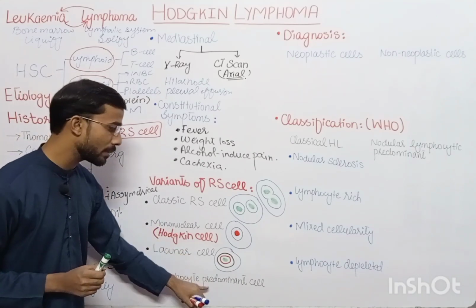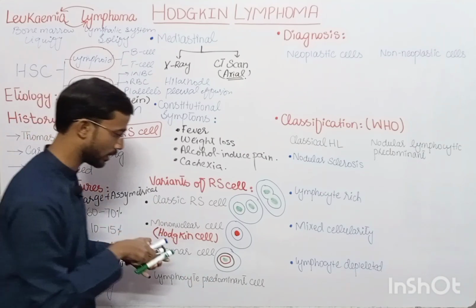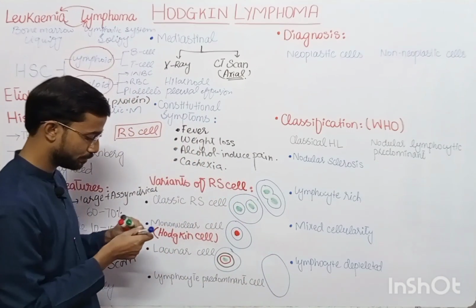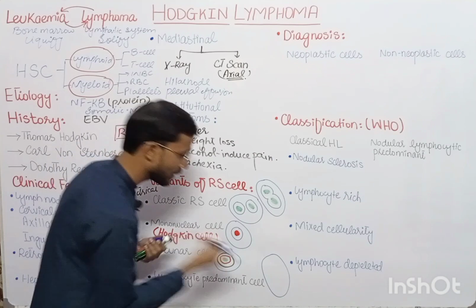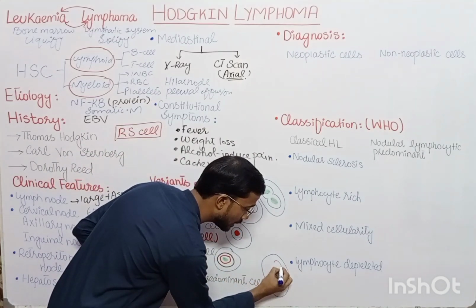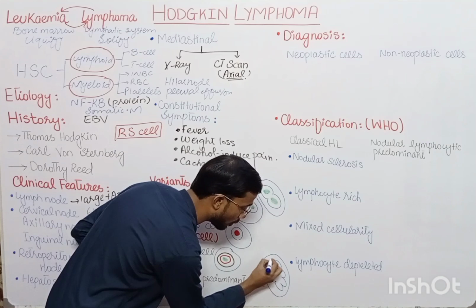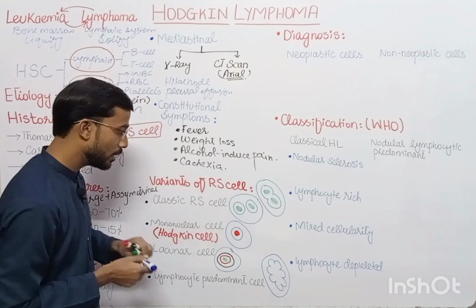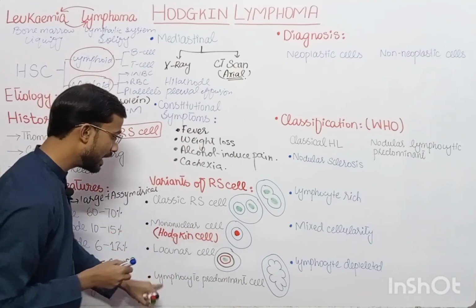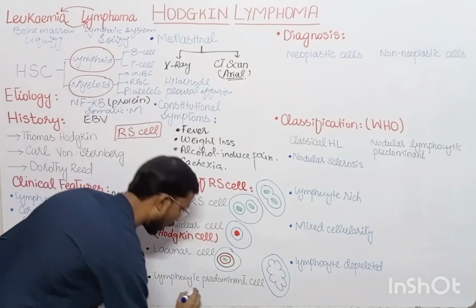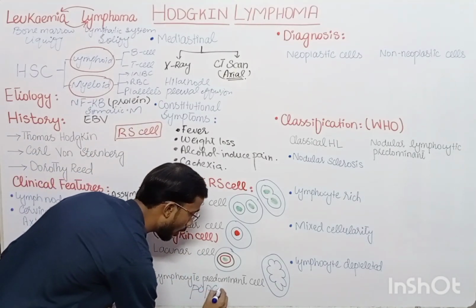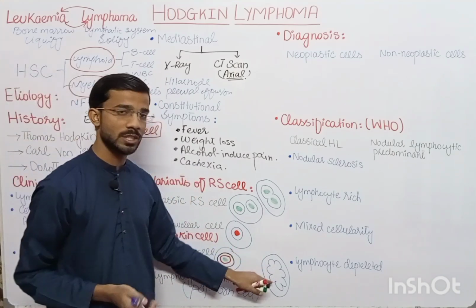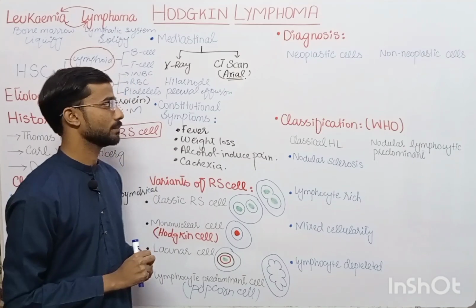Last one is the lymphocyte predominant cell. This is very important. Lymphocyte predominant cells have a polylobulated nucleus, a nucleus having many lobes, and they look like popcorn. So lymphocyte predominant cells are also called popcorn cells, because the nucleus present in these cells looks like popcorn.